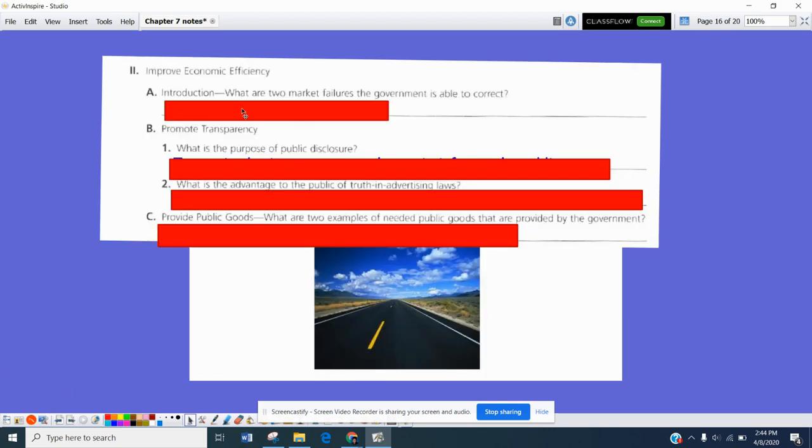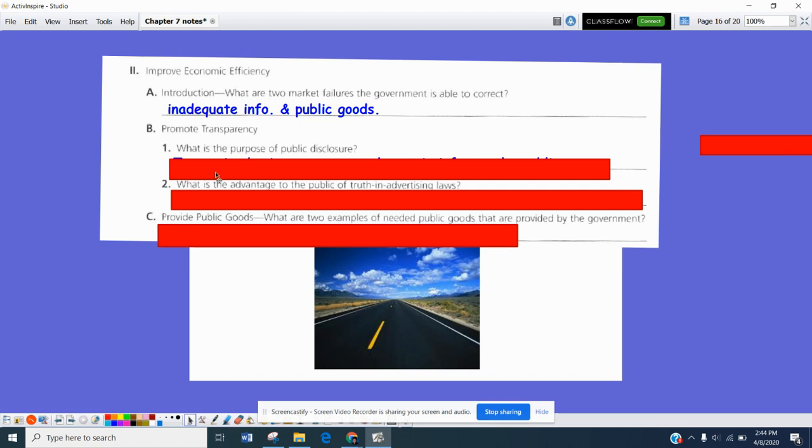Okay. So, to improve economic efficiency, what are two market failures that the government is able to correct? One is inadequate information and public goods, because the government always is kind of in charge of public goods. That's one that's fairly easy. Inadequate information is making sure that the right information is put out there to the public. So, promoting transparency. What is the purpose of public disclosure? Transparency is this idea that when the government is implementing policy and when businesses are fulfilling that, everything is out there in the clear for everybody to see. That's where the transparency kind of comes in there.